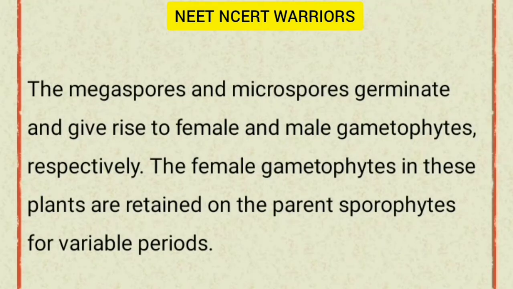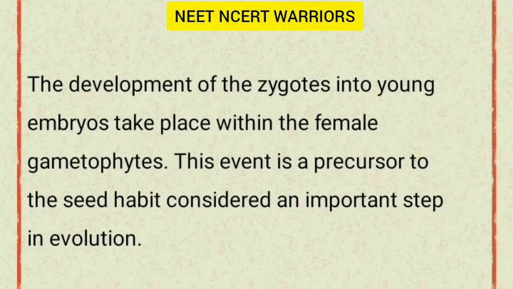The megaspores and microspores germinate and give rise to female and male gametophytes, respectively. The female gametophytes in these plants are retained on the parent sporophytes for variable periods. The development of the zygotes into young embryos takes place within the female gametophytes. This event is a precursor to the seed habit, considered an important step in evolution.